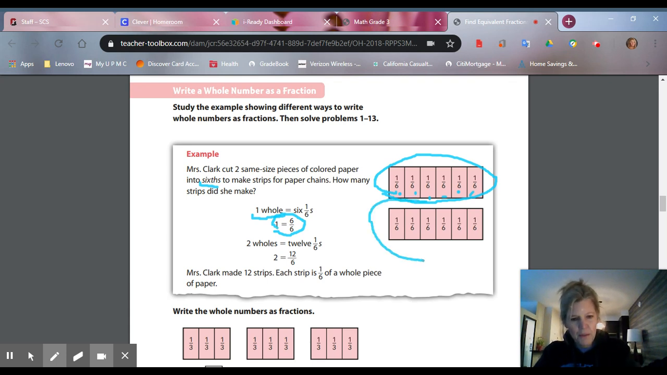So 2 pieces of colored paper gives you how many sixths? Gives you the first ones 1, 2, 3, 4, 5, 6, 7, 8, 9, 10, 11, 12. It gives you 12 sixths. So 2 wholes is equal to 12 sixths. So she made 12 strips, and each of those strips is 1/6 of the whole piece.